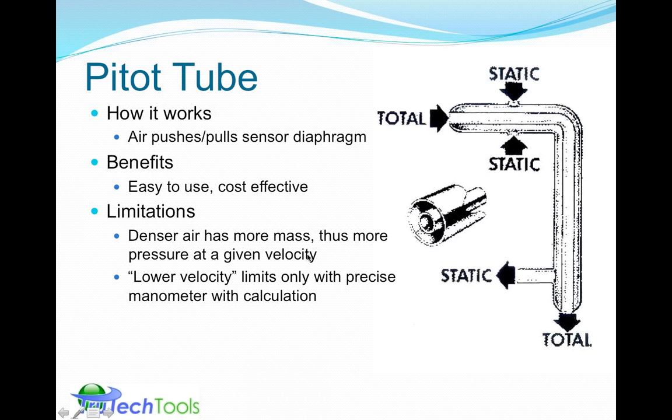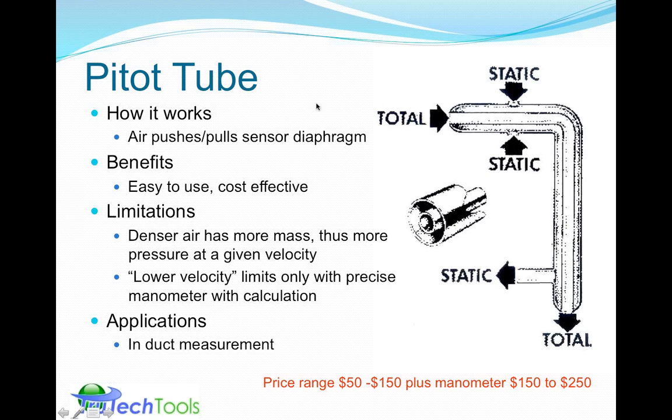Also, lower velocity limits are harder to achieve because that means lower and lower pressure. So you will need a precise manometer in order to do the calculation to get that low pressure reading. And these, again, are best used in duct measurement. We talked about it having a fairly small intercept area, and also its ability to scan across the velocity field at a supply or return. And we talked about the price range in the $200 range for a combination of a pitot tube plus a manometer.